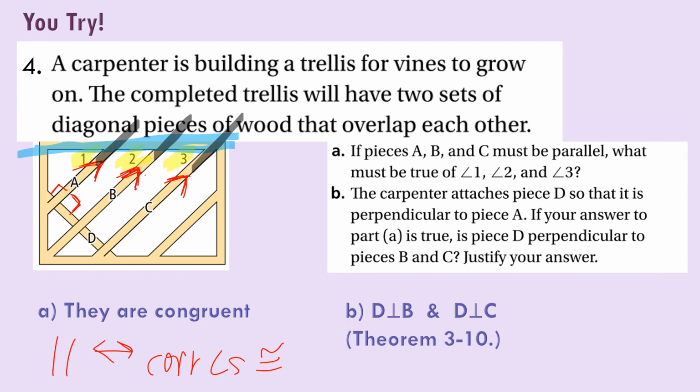The answer would be yes, D is perpendicular to B and D is perpendicular to C because of theorem 3-10, the perpendicular transversal theorem. If A, B, and C are all parallel lines, and one line is perpendicular to A, it has to be perpendicular to B and C as well.